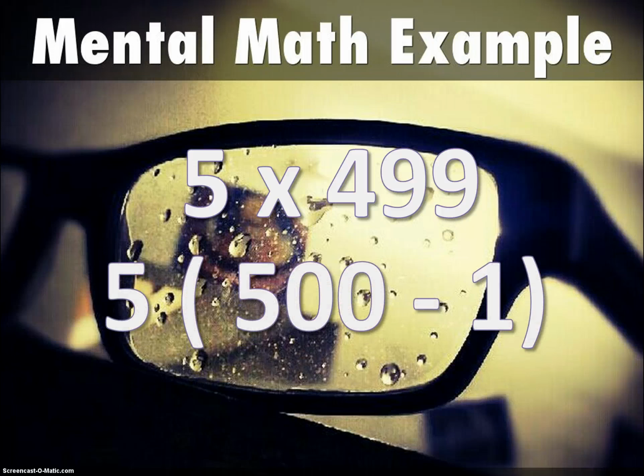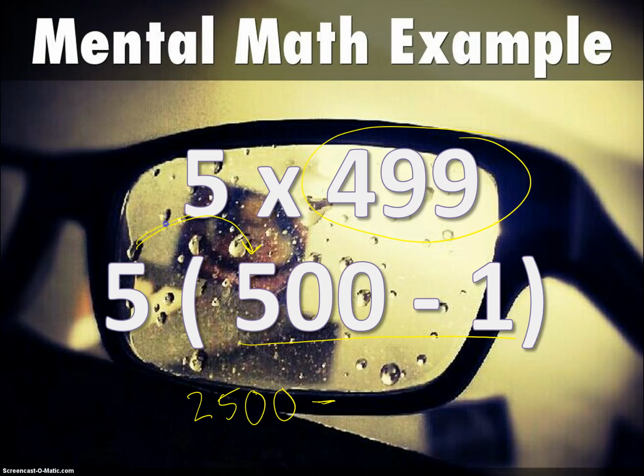You can rewrite 499 as the quantity of 500 minus 1. It makes it much easier because then when you take 5 times 500, you can do 5 times 5 in your head to get 25, and then add on your 2 zeros, 2,500. Subtract 5 times 1. 5 times 1 is 5, and 2,500 minus 5 is 2,495. 2,495 would be your answer. You'd be able to do that either with a few scratches on your paper or in your head.